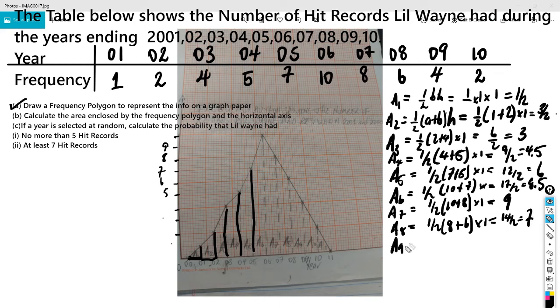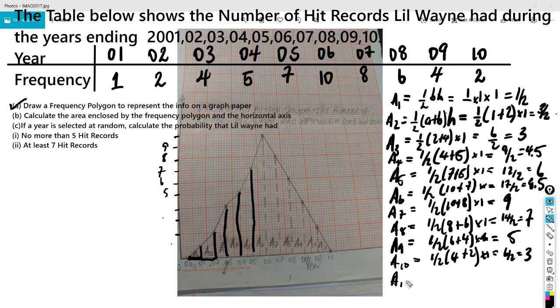Then I have A9, which is equal to a half times 6 plus 4, multiplied by 1, which is equal to 10 over 2, which is just 5. And then A10 is equal to a half times 4 plus 2, right? 4 plus 2 times 1, which is actually 6 over 2, which is equal to 3.